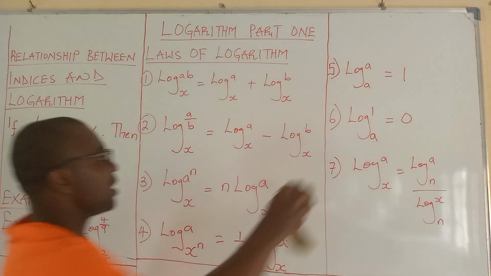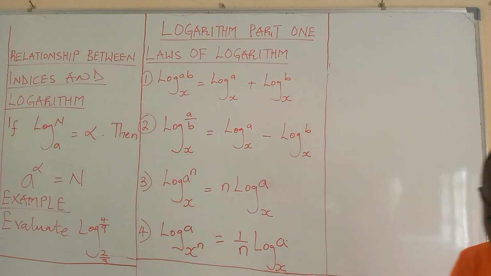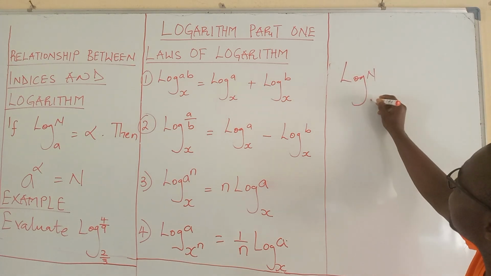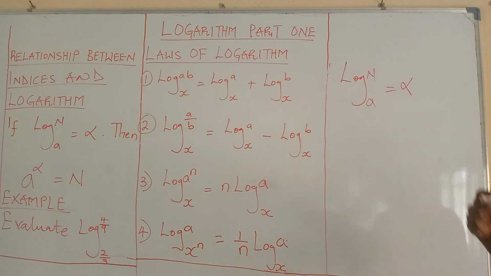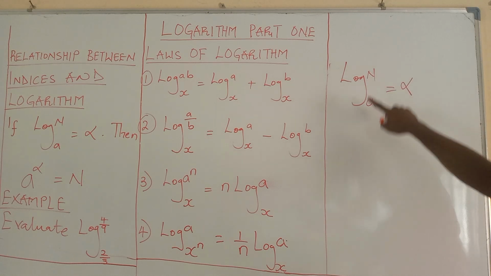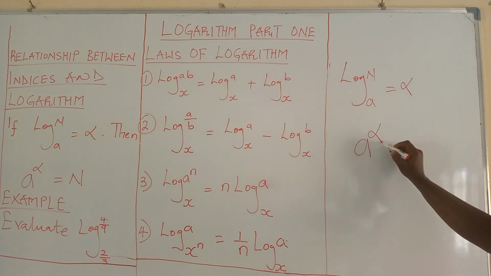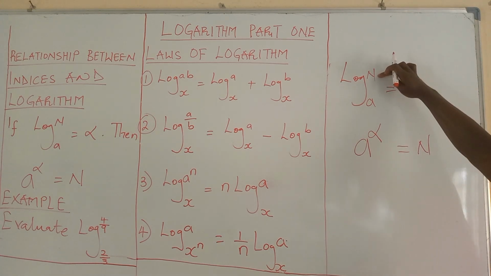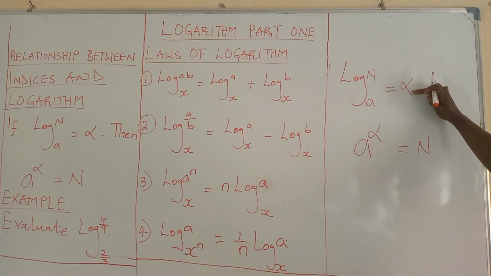Let me explain it again on this side. I want to explain the relationship between logarithm and indices. The log of a number to any base, whatever it will give you as the answer, is simply the power to which the base must be raised, so as to have that number. So if log n base a is equal to alpha, it simply means the base raised to the power of that answer should give you n. That's the meaning.